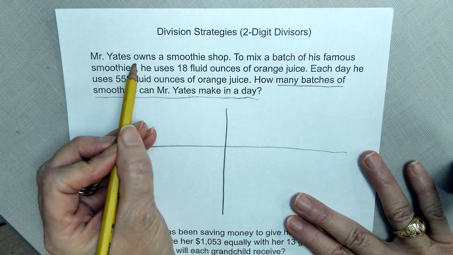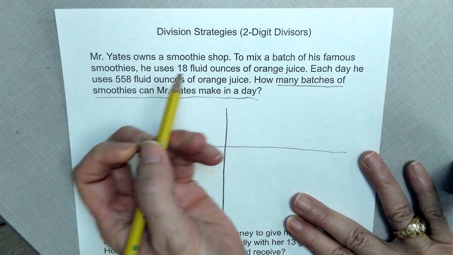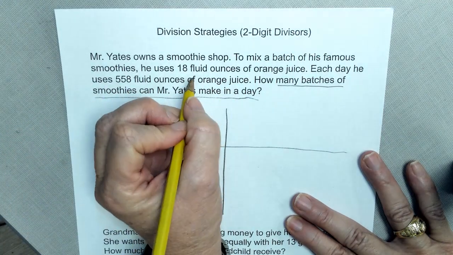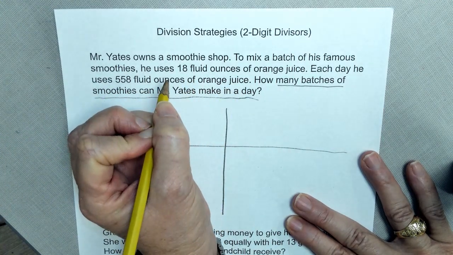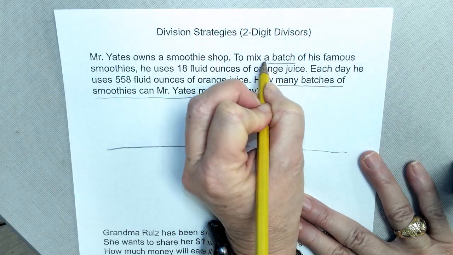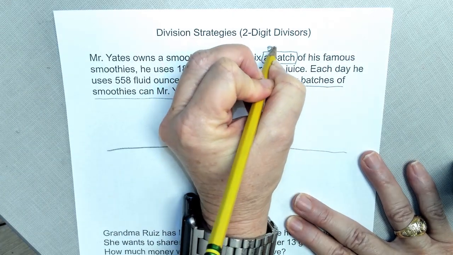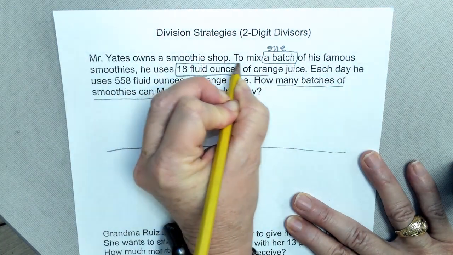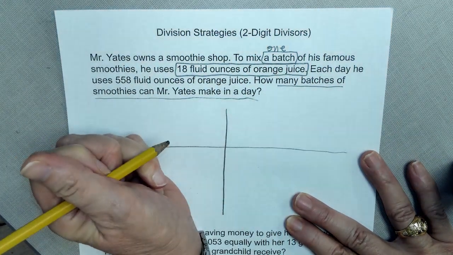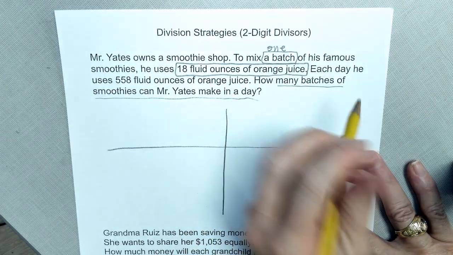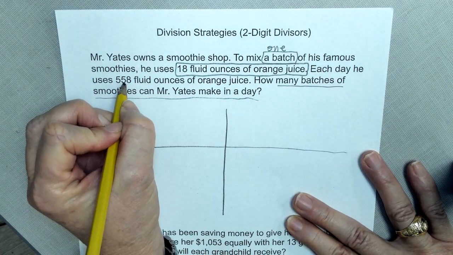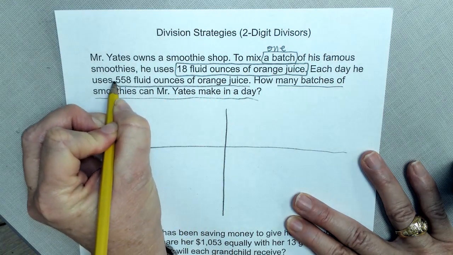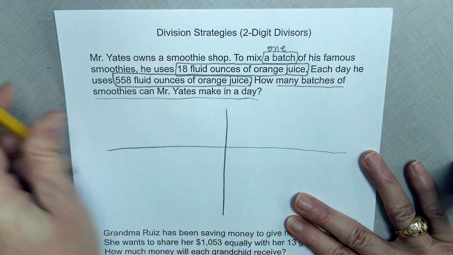So it says Mr. Yates owns a smoothie shop. To mix a batch of his famous smoothies, he uses 18 fluid ounces of orange juice. So he makes a batch, so that would be one batch. And when he makes one batch, he's going to use 18 fluid ounces of orange juice. Each day, he uses 558 fluid ounces of orange juice. So this represents the total amount that he uses in one day.